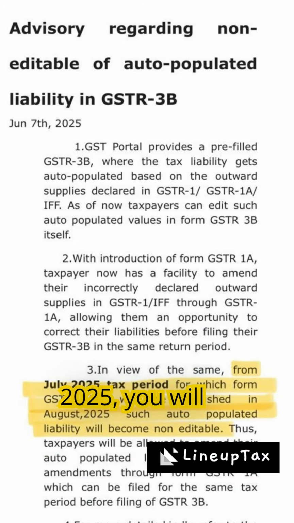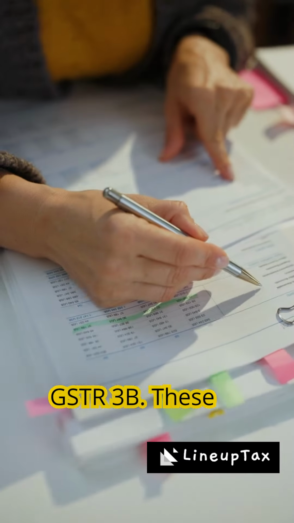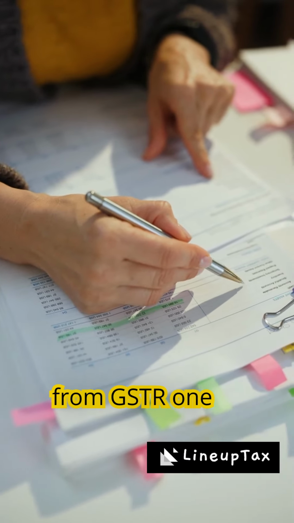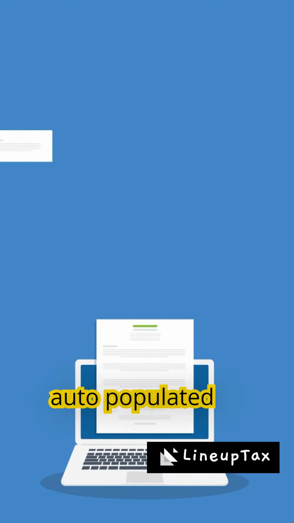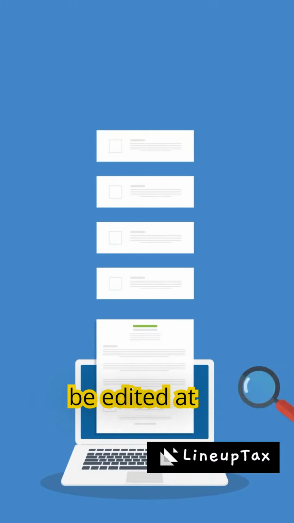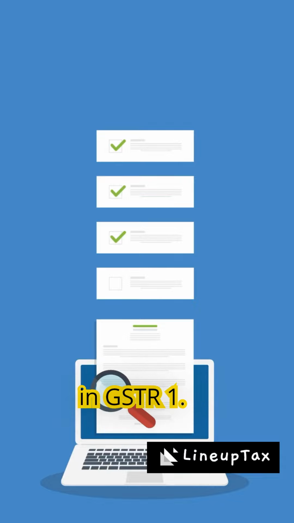Starting July 2025, you will not be able to edit the sale details in GSTR 3B. These details are auto-populated from GSTR 1, filed on 11th of the corresponding month. Currently, the sale details auto-populated in GSTR 3B can be edited at the time of filing to cater to any errors or bills missed to be reported in GSTR 1.